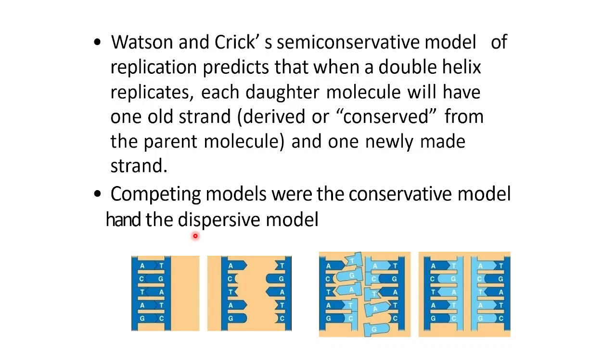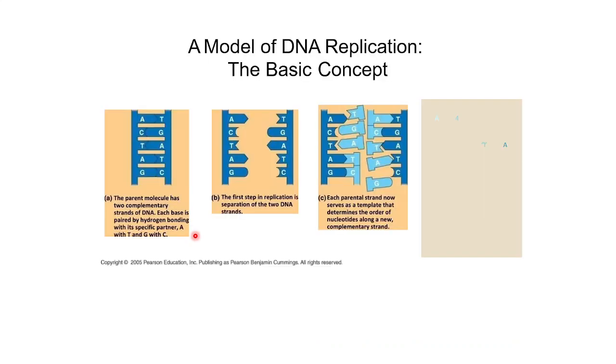The Watson and Crick semi-conservative model of replication predicts that when a double helix replicates, each daughter molecule will have one old strand, the mother strand, and one newly made strand, the daughter strand. There are competing models, where the conservative model and the dispersive model were proposed.